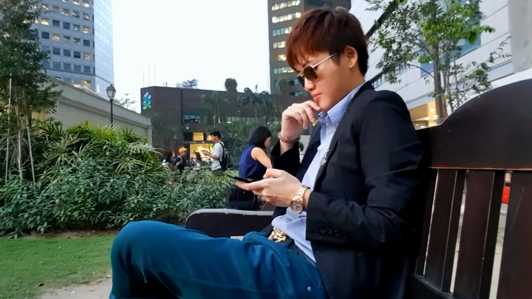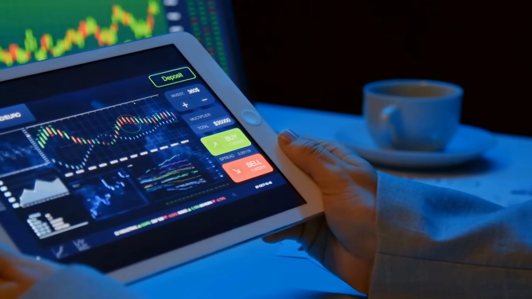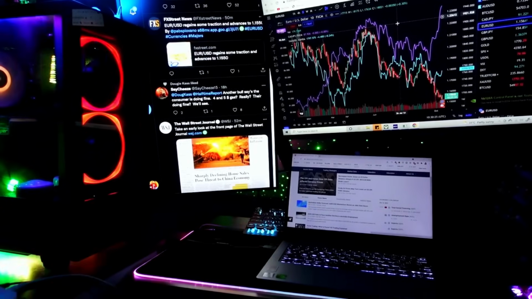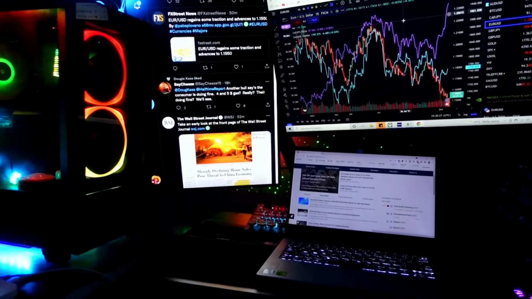If you have no money, tablet, iPad. Then if you've got more money, you can buy a PC. Don't need to buy a crazy custom PC like what I've done with RGB lighting. All those are just for fun.